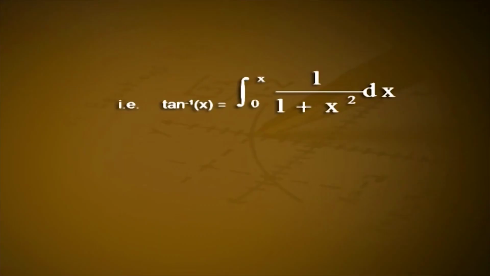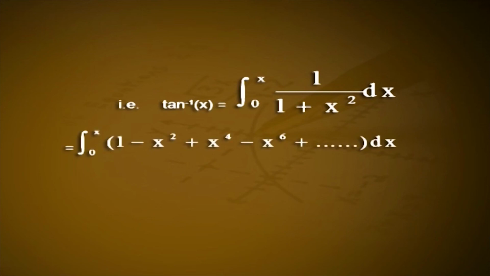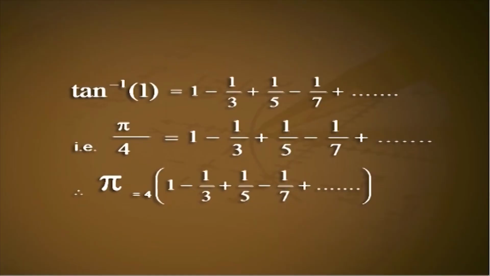That is, tan inverse x is equal to integral 0 to x 1 by 1 plus x square dx, which is equal to integral 0 to x of 1 minus x square plus x raised to 4 minus x raised to 6 plus dash dash dx, which is equal to x minus x cube by 3 plus x raised to 5 by 5 minus x raised to 7 by 7 plus dash dash. If we put x is equal to 1 in the above expansion, we get tan inverse 1 is equal to 1 minus 1 by 3 plus 1 by 5 minus 1 by 7 plus dash dash, that is pi by 4 is equal to 1 minus 1 by 3 plus 1 by 5 minus 1 by 7 plus dash dash.